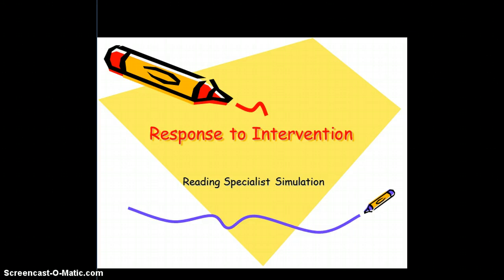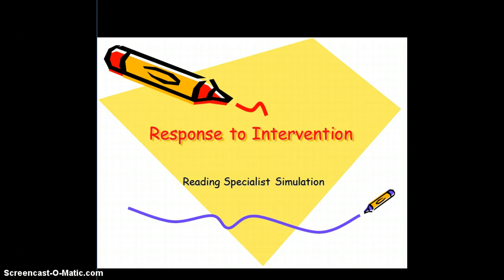Because in reality, this is the sort of role that a reading specialist would play in a school. You wouldn't just be making a plan or decisions for one particular student. You would have many students in front of you, and then you'd need to figure out how to group those students and create this plan.